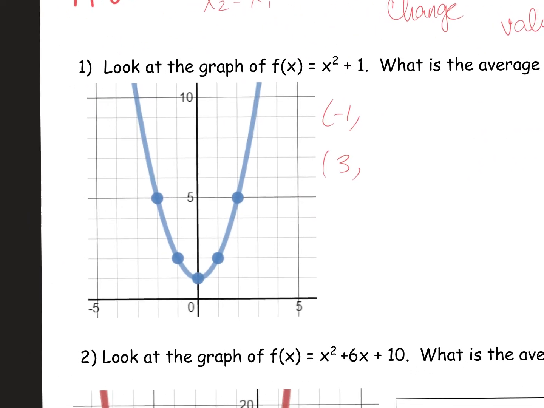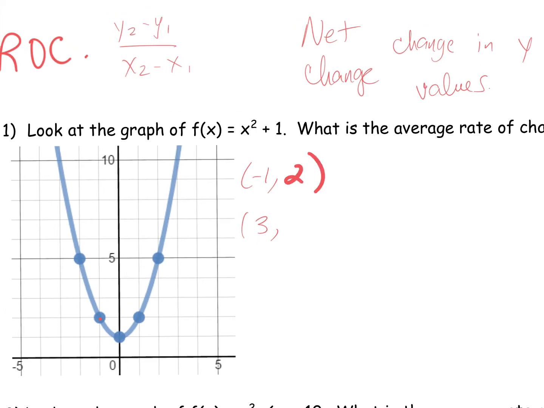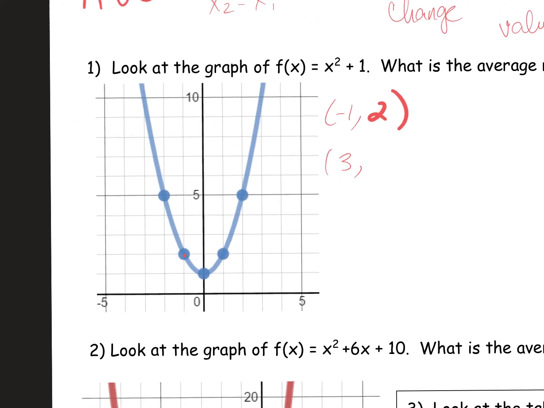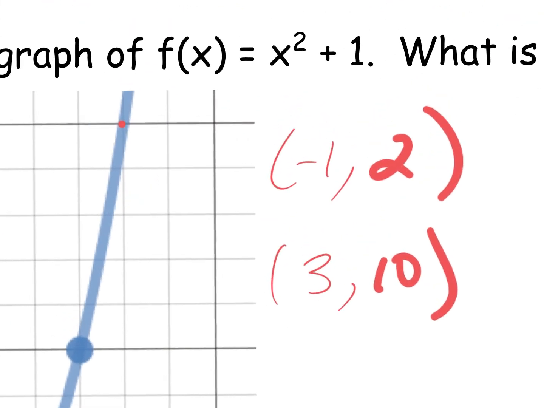So look at your graph. When x is -1, what is the y value? 2. And where x is 3, what is the y value? Where x is 3? 10. Right there, it's 10. All right, we have not found the average rate of change. We just found the 2 points that they want us to look between.